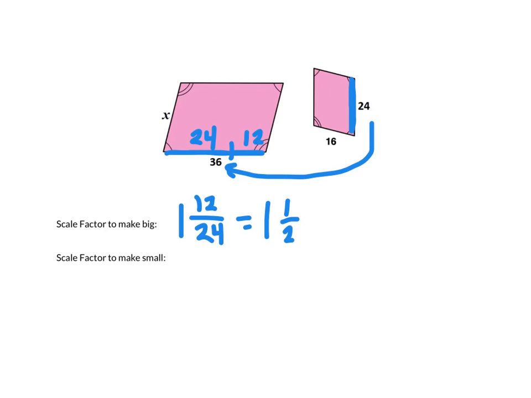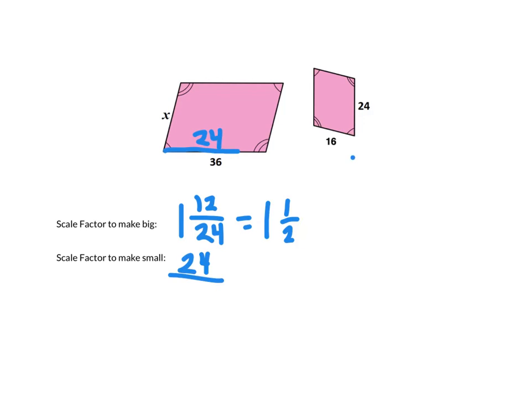Now to make small, we kind of look at it the other way around. Instead of saying how many 24s can I make to get to 36, we need to think how many of the 36 I need. So if I'm going to start with 36 and I only want 24, I only want to keep 24 of the 36. Now when we simplify that, we can divide both by 12, and we would get 2/3.